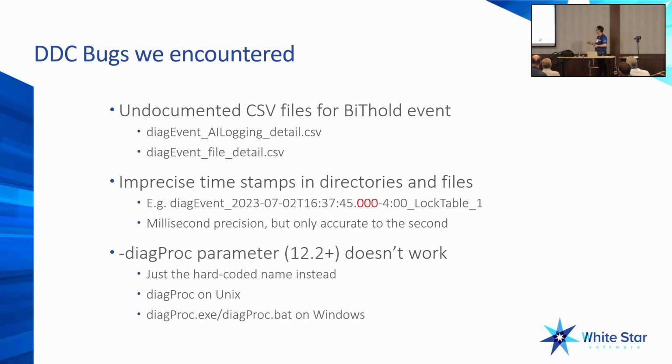Another little minor annoyance is that you can see the date and timestamp in the directory names has millisecond precision, but the milliseconds are always .000. So it has millisecond precision, but only second accuracy. So that's been reported, and they're fixing it. Diagproc, as I mentioned, just doesn't work at all. So that's, again, just a minor inconvenience, because you can just use these hard-coded names, which work fine. If you stick to those names, then your procedure will run if you've got that event level.